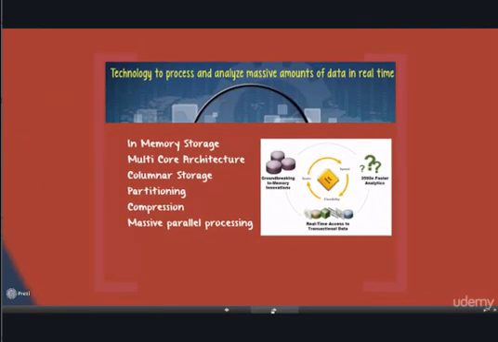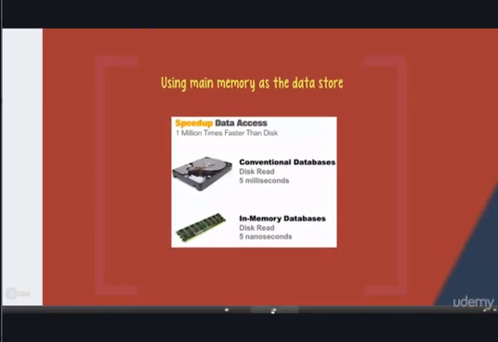So in a snapshot, these are the different innovations which HANA comes with, namely in-memory storage, partitioning, compression, multi-core architecture, and massive parallel processing. Let's take a look at what these innovations are about. I think, in my opinion, the biggest innovation in this database, in the hardware side of things, is HANA stores everything on RAM. It stores and processes all the data on RAM. So naturally, it's much faster than processing the data on a conventional hard disk.